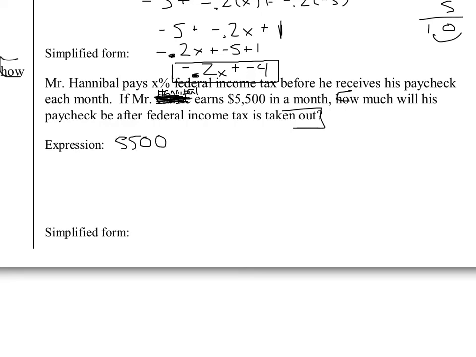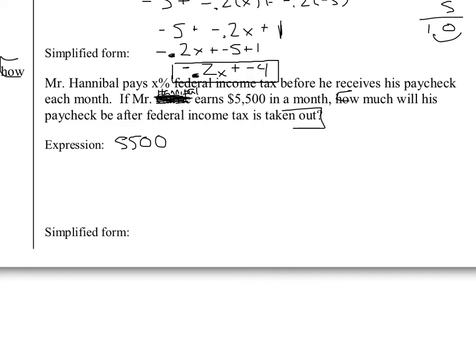But sadly, Mr. Hannibal doesn't get to take home his 5,500 because the government comes in and says, sorry, I'm going to need some of that because I need to pay for the school system. I need to pay for the roads. I need to pay for all this other good stuff. All right, that's fine, whatever.